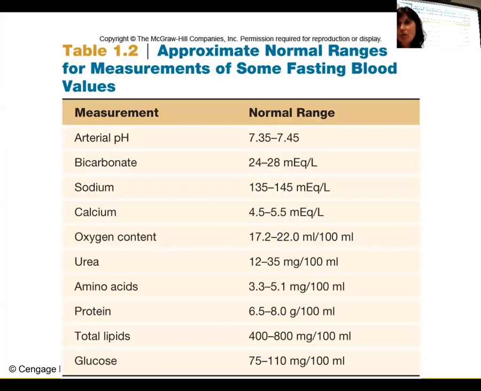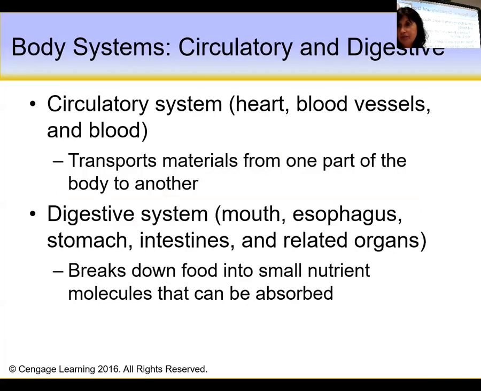So these are some normal ranges. Arterial pH. What's the normal range for blood pH? Right. So we have to stay in a narrow range. So again, we have all these systems working together, the respiratory system, urinary system, blood buffers, to help to keep pH in that normal range. And that's homeostasis.